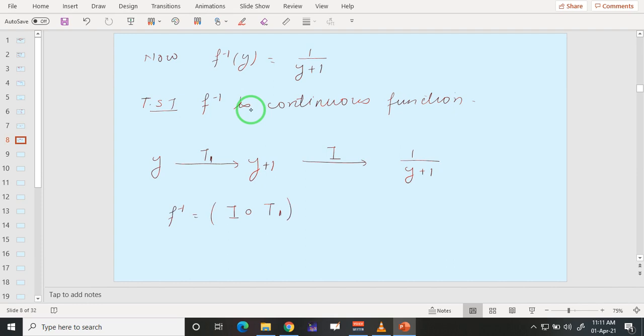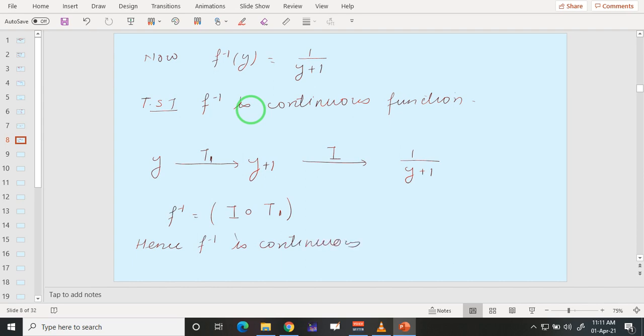So if you notice, first you make this operation, then you make this operation. So you go the reverse way. So f inverse is nothing but the composition I composite t1, hence both are continuous functions and hence f inverse is continuous. You write that f inverse is continuous. You can make a note of it.